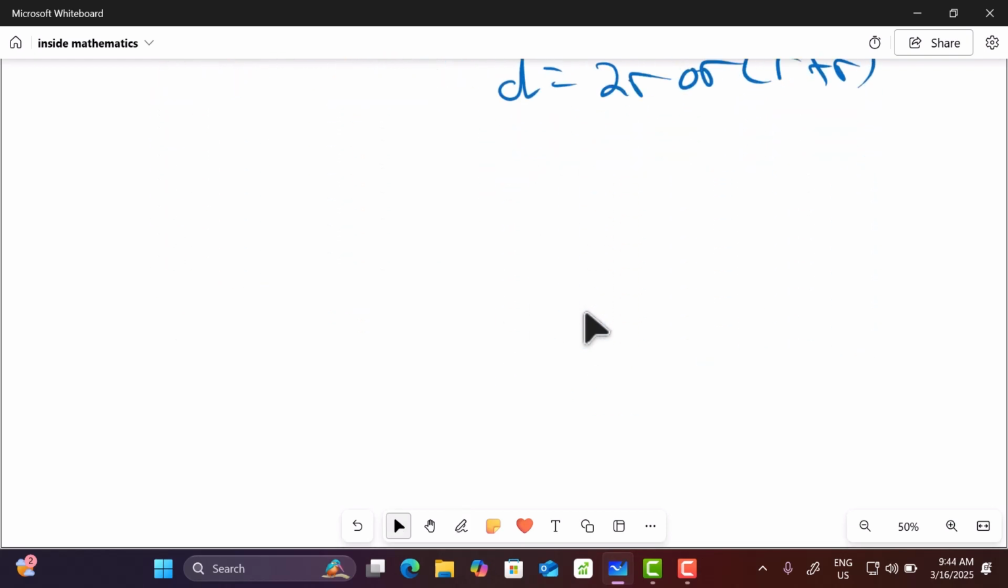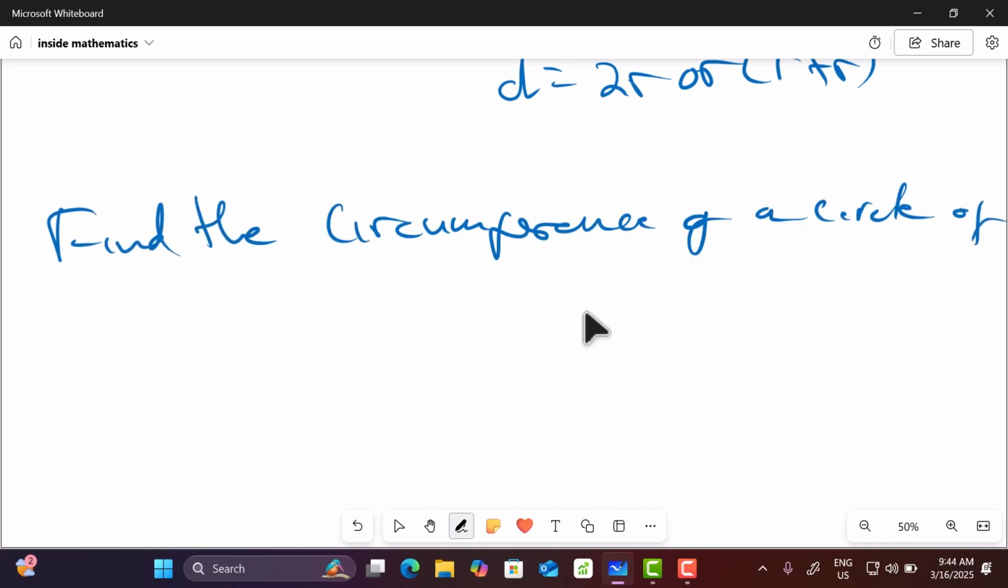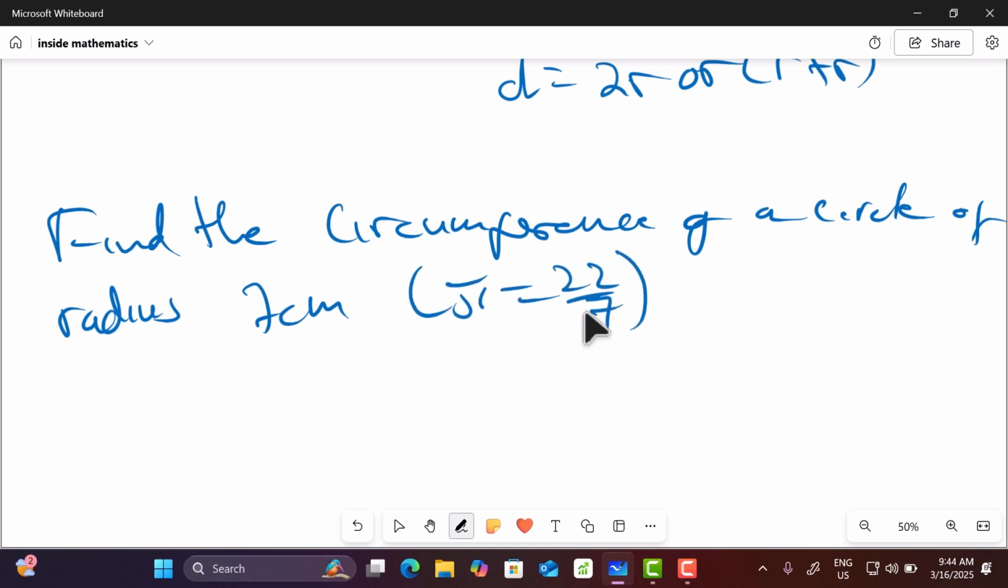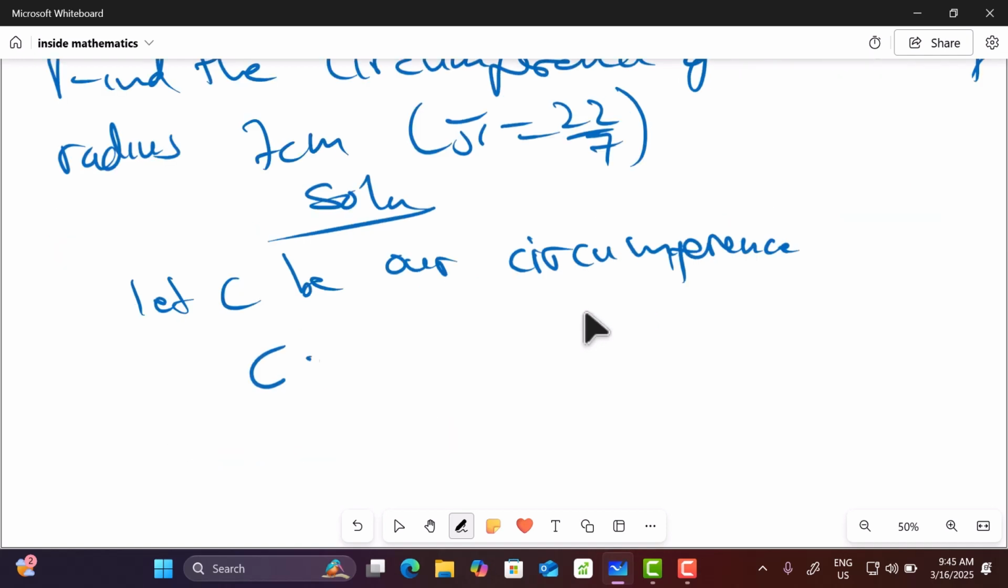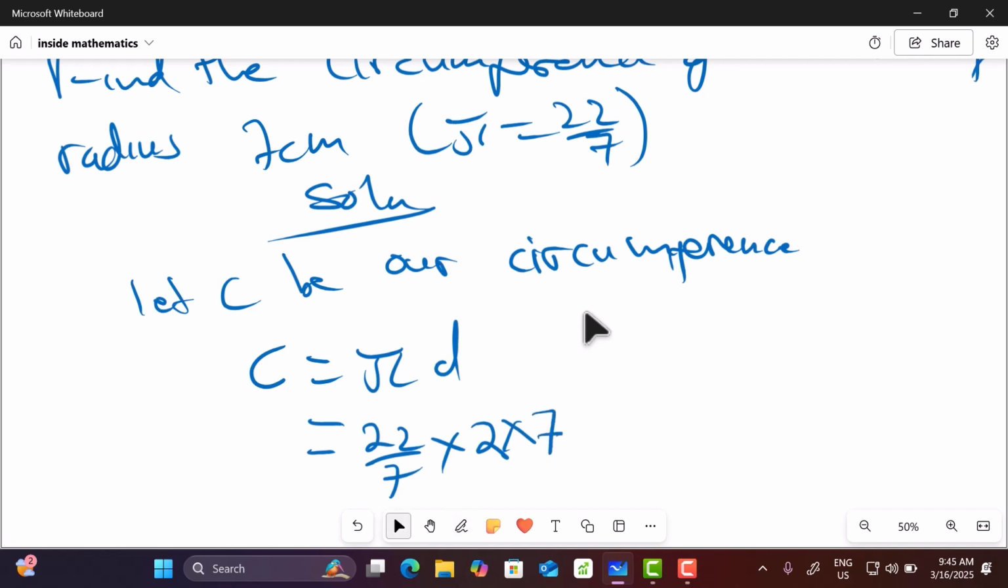In this case, let us take an example. Let us find the circumference of radius 7 centimeters. And of course, we are going to take pi as 22 over 7. So in this case, when you are looking at a solution, we say, let C be our circumference. So let us say C is equal to pi d. So C is equal to 22 over 7 times 2 times 7.